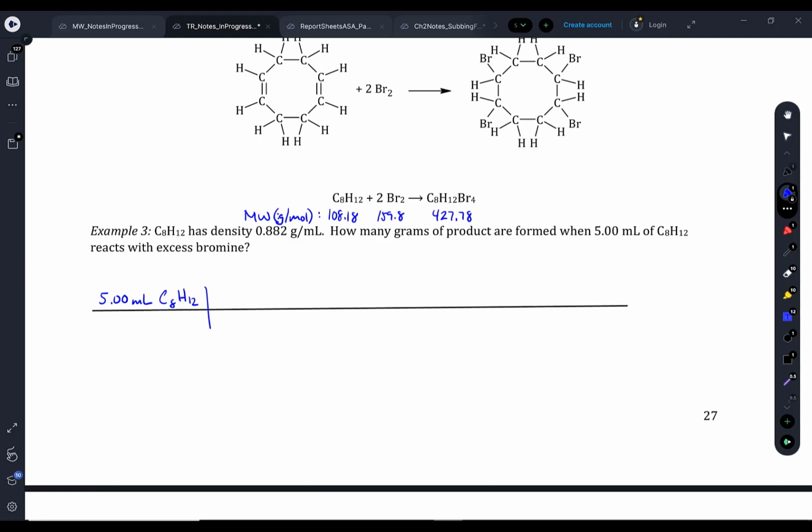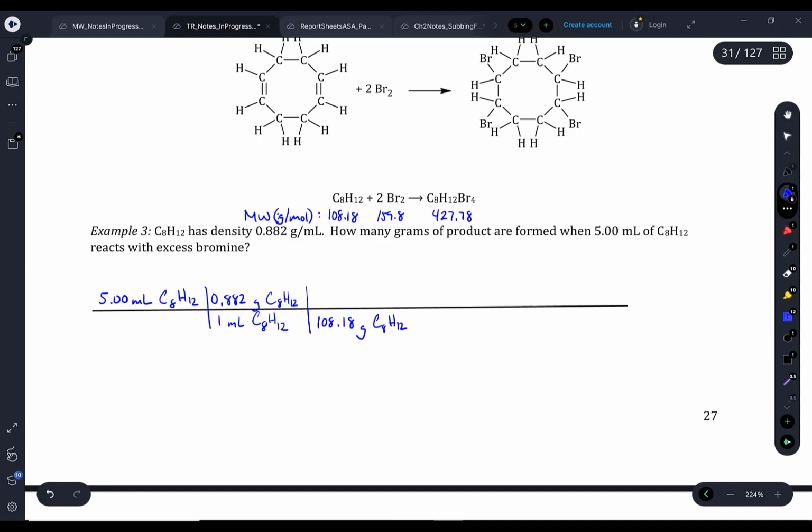So where am I going to do that? I'm going to say, well, there's 0.882 grams of it for every 1 milliliter, right? So every 1 milliliter of this compound has 0.882 grams. And now I need to get that from grams to moles. So that's why I calculated the molar masses first. There are 108.18 grams of this in a mole.